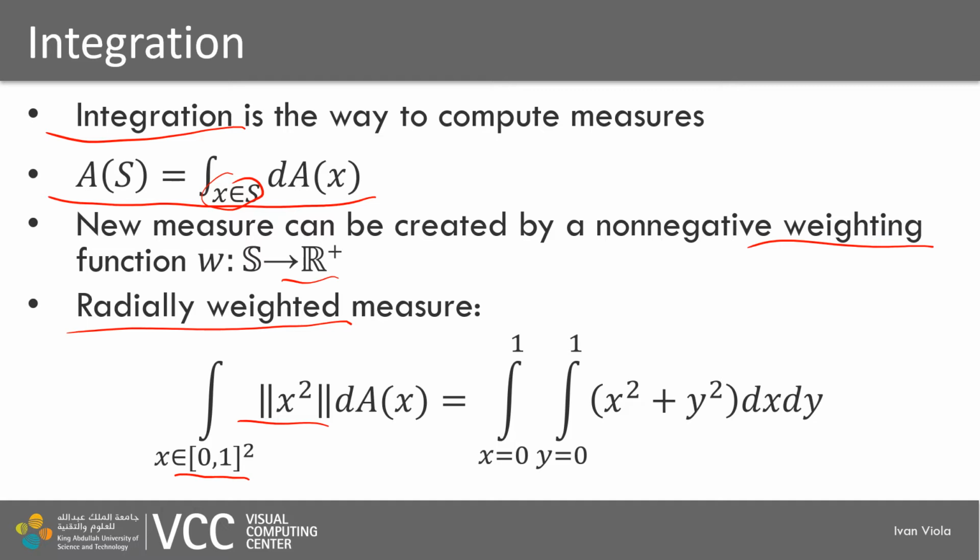And how can we compute it? We can compute it as a double integral over the x and y coordinates or dimensions. And we can see here that the dA has been expressed as dx dy. So by just evaluating this integral, we can define our new measure and compute the measure for a given subset.